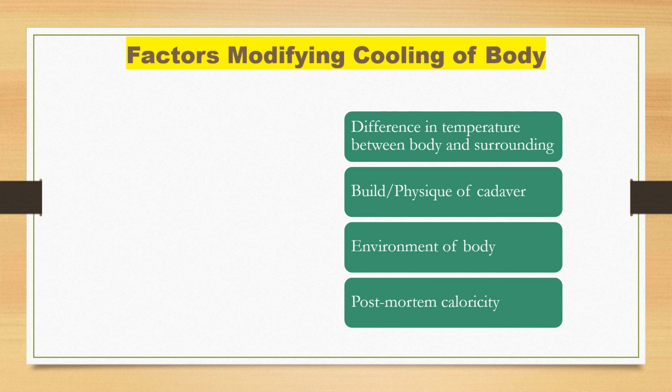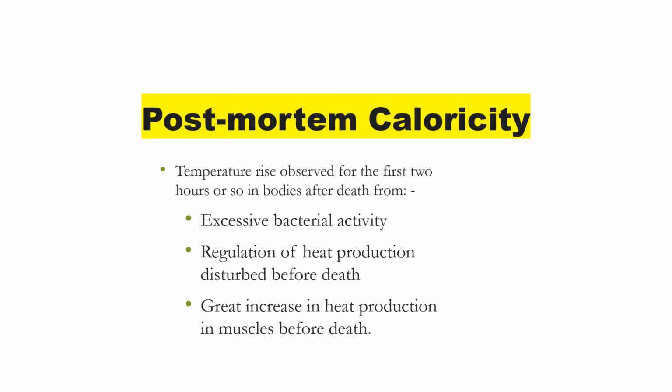And there is another terminology which is postmortem caloricity. Postmortem caloricity is the temperature rise observed for the first 2 hours or so in bodies after death from excessive bacterial activity, where regulation of heat production is disturbed before death, and there is great increase in heat production in muscles before death.